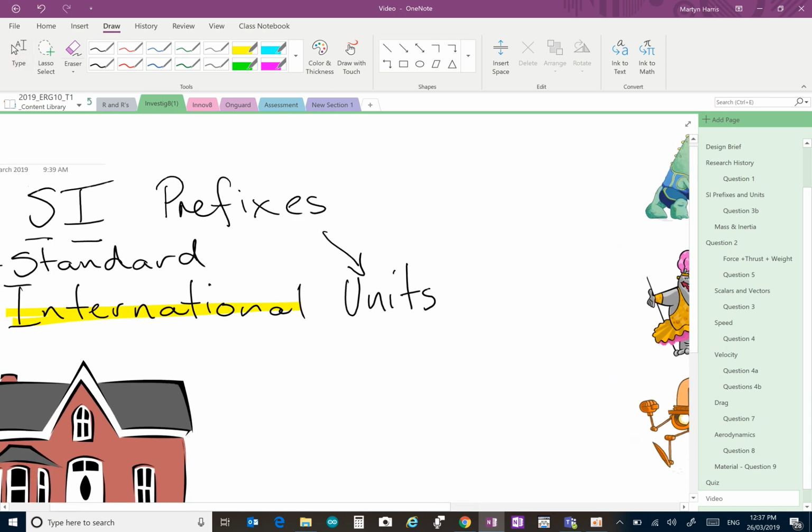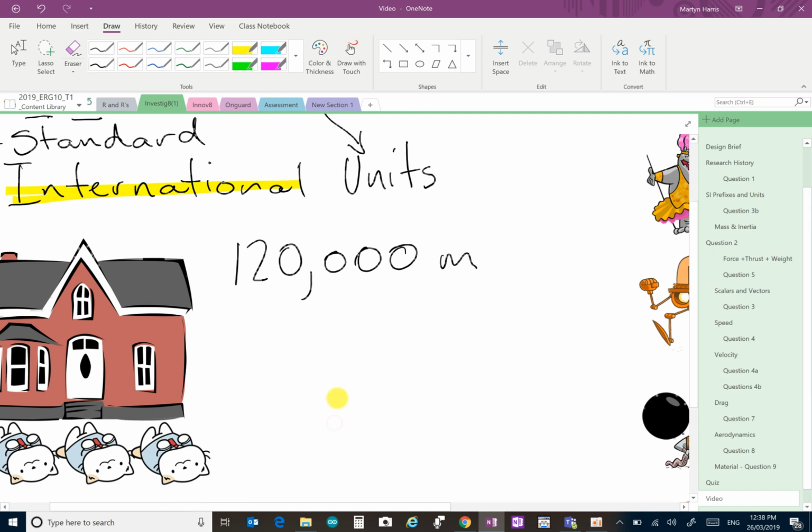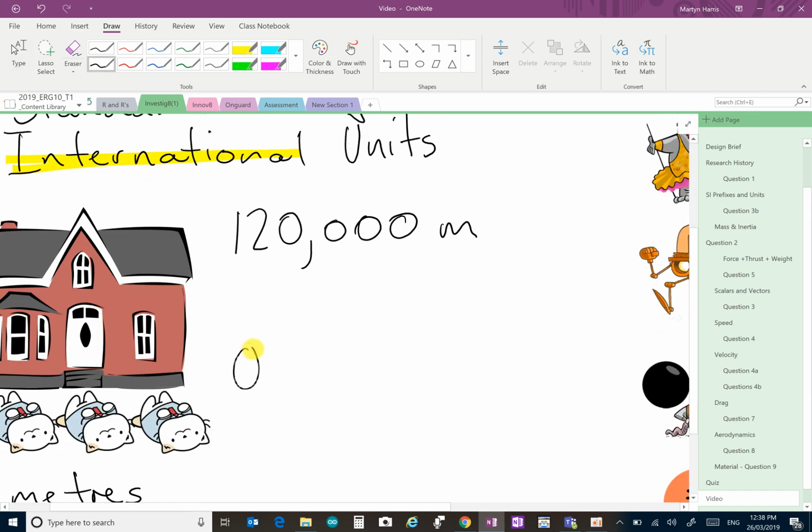Now, prefixes are slightly different. Prefixes are used when we have maybe an extremely large number, let's use meters in this case, or an extremely small number where we have 0.000012 of a meter. We can put a prefix to make that number simpler. So there's less zeros, so it's simplifying the number.